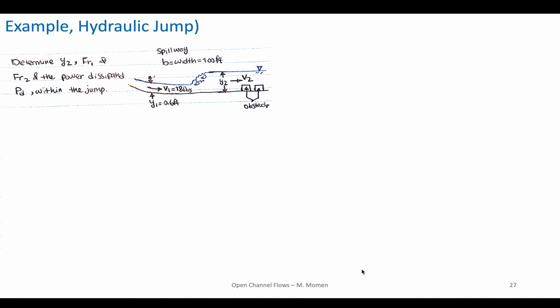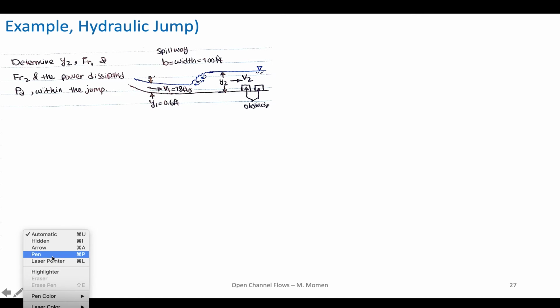So if you remember, we derived some formula for the ratio of the depths before and after the jump, which was a function of the upstream Froude number. We also derived a formula for the head loss, based on the energy equation, that occurs within the hydraulic jump because of the violent turbulent motions.